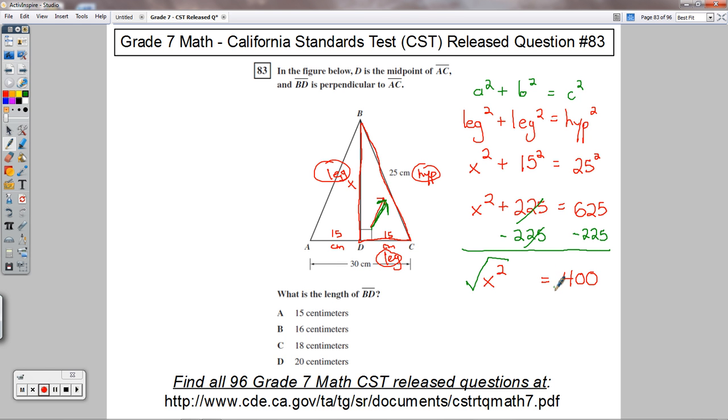If I take the square root of both sides, that will get rid of the square going with the x squared, and that will leave me with my final answer. X equals 20 centimeters. Hey, I love math. It makes sense to me, and I'm hoping I'm helping it make more sense for you. Choice D for number 83.